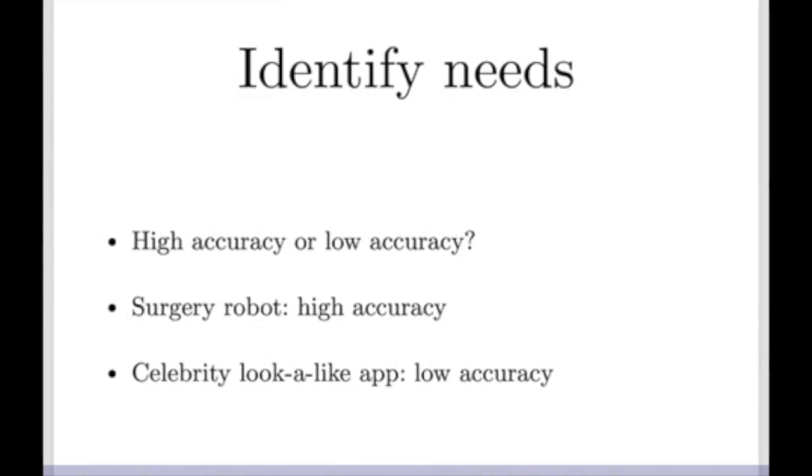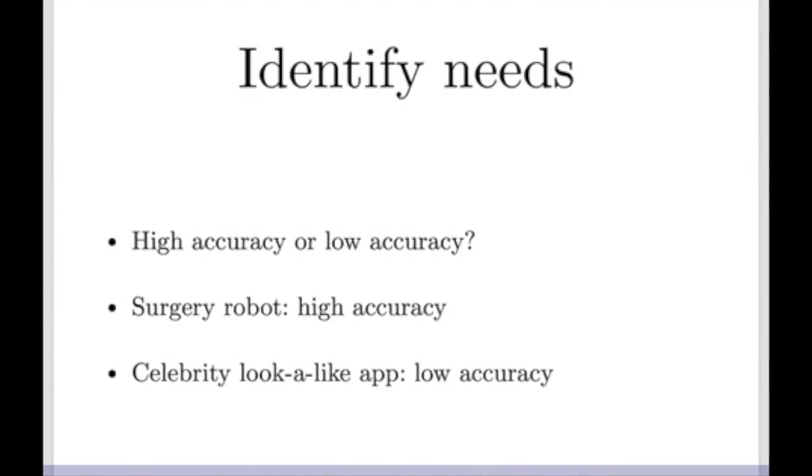Some applications intrinsically demand lots and lots of accuracy. If you're building a surgery robot that's going to cut apart people's veins and stitch them back together, any machine learning you need in there needs to be extremely accurate. Otherwise, you're going to cause lots of pain and suffering and injury.